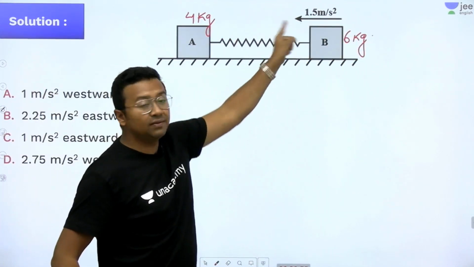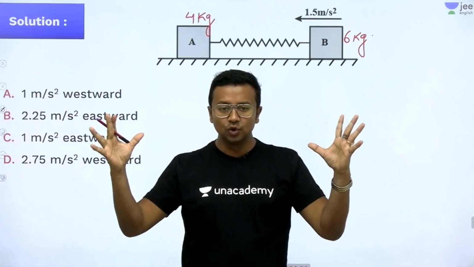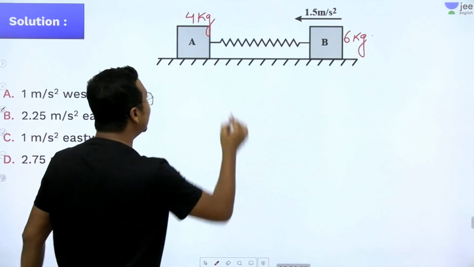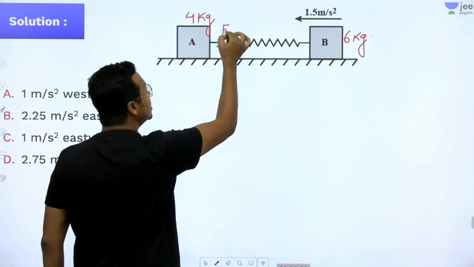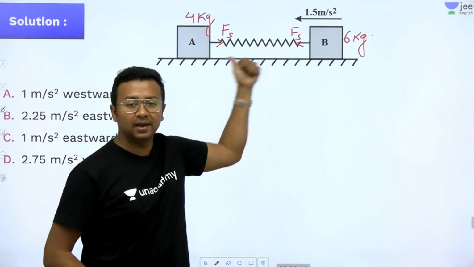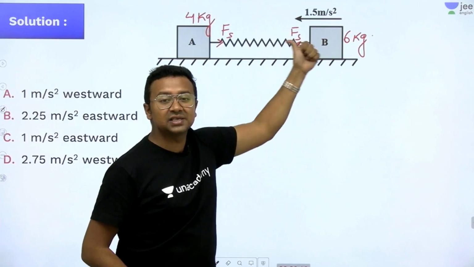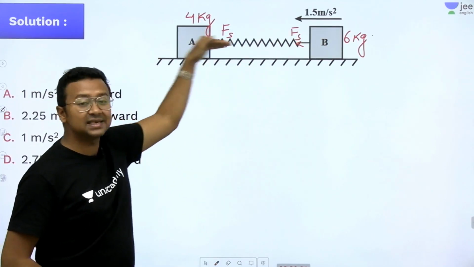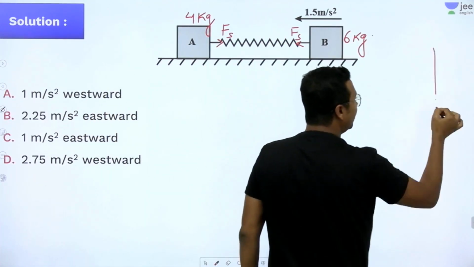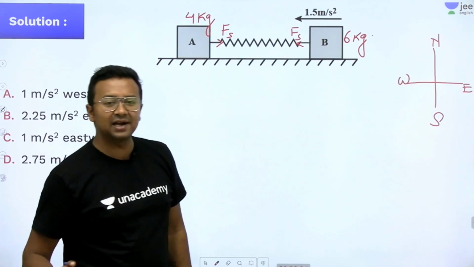So this started moving with 1.5 meters per second squared. Initially the spring was stretched. You leave it, it will start accelerating. Why? Because when it was stretched, there was spring force acting on these blocks. In which direction? On B, in this direction. On A, in this direction. They called this direction westwards, so this is going to be eastwards. Simple idea. We have north, south, east, west, that's the standard that we are taking.